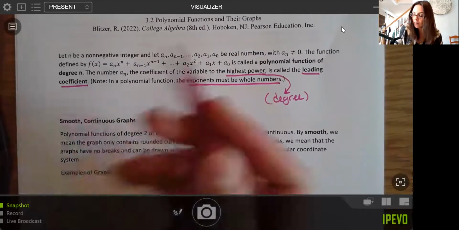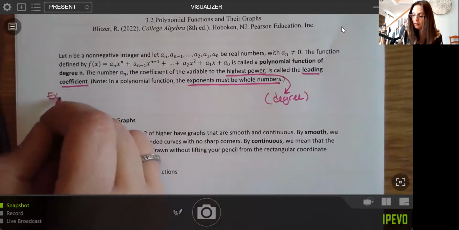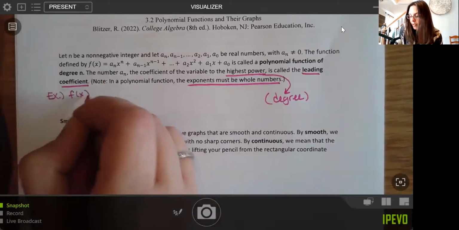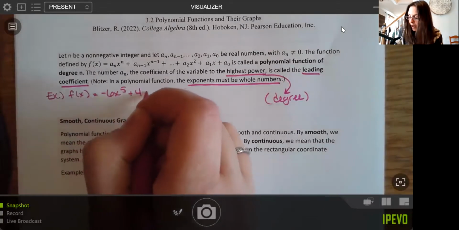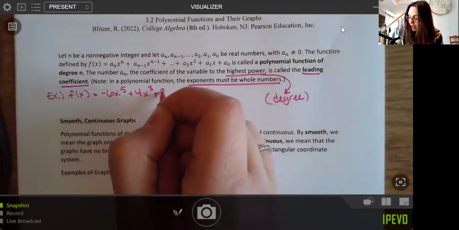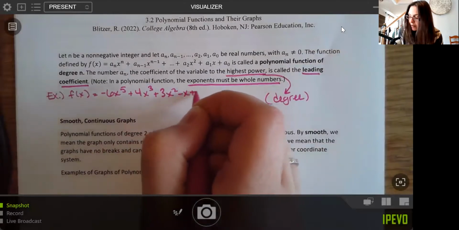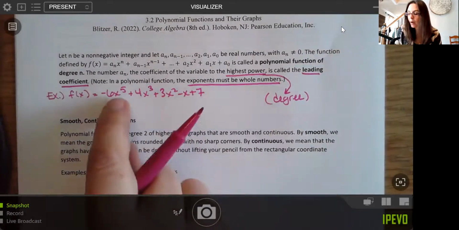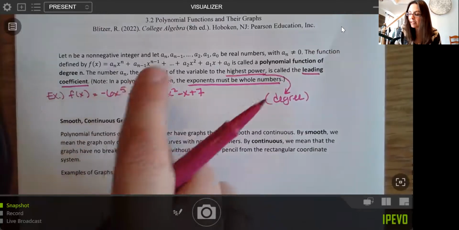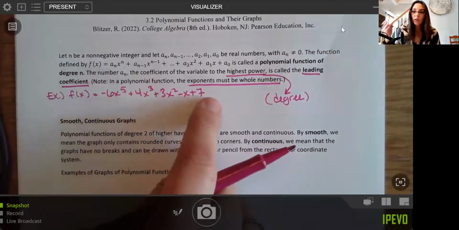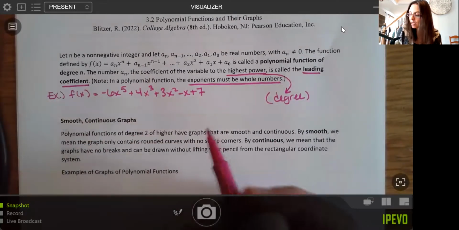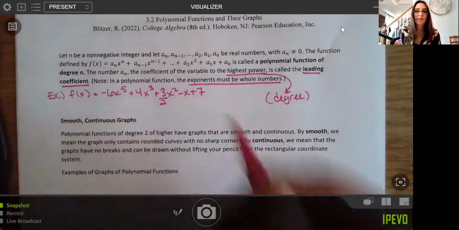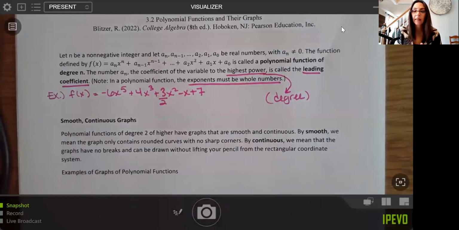So things that are polynomial functions, just a couple examples, could be something like -6x⁵ plus 4x cubed plus 3x squared minus x plus 7. Okay, so notice all my powers are whole numbers. They are typically in descending or decreasing order, so we do like to write things in order. Negative numbers are fine, or even negative fractions. I can make this 3/2. That's fine. So the numbers can be anything they want. It's just the powers that we focus on.